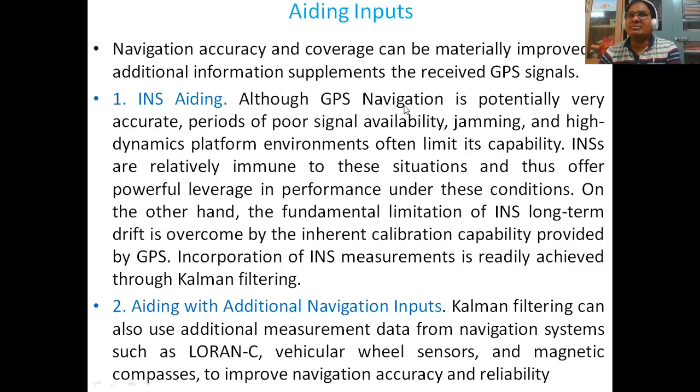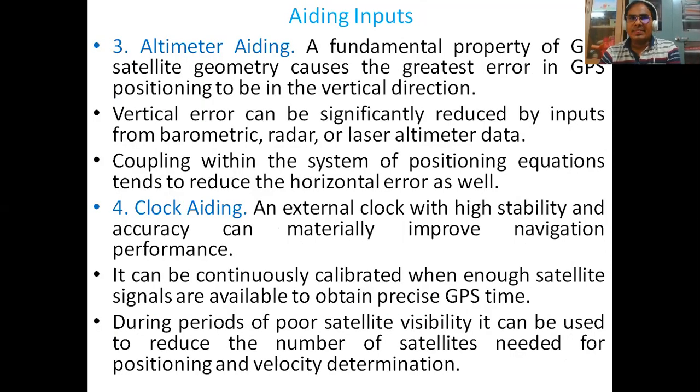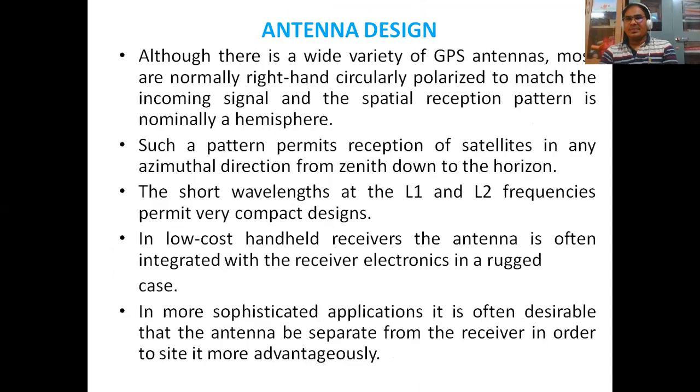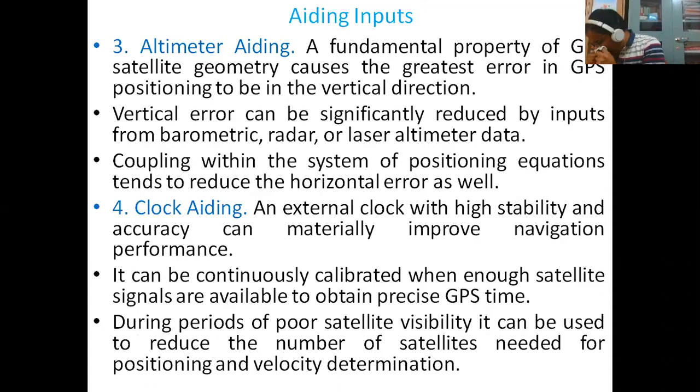Right? And external aiding inputs include INS aiding, that is inertial navigation system aiding, and aiding with additional navigation inputs, of course, from LORAN-C or vehicular wheel sensors and magnetic compasses. These are, of course, other types of navigation techniques. So these are external aiding inputs, which you have seen in our block diagram. Altimeter aiding, clock aiding for better clock correction. These are the receiver design choices.